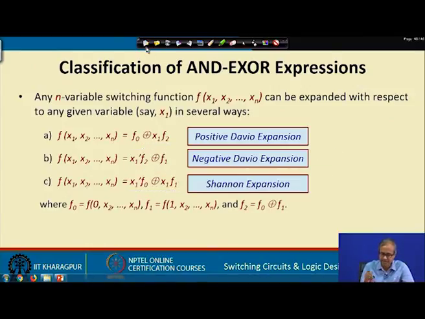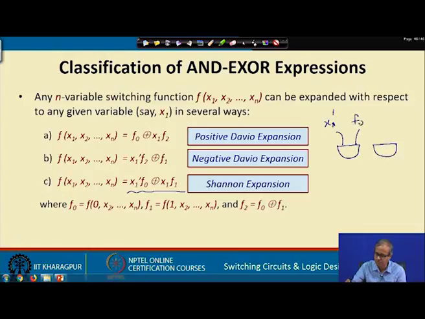You see one thing that if I expand it in this way, for example, let us say Shannon. So, what does this function mean? This function means I will be having 2 AND gates, one fed with x1 bar and f0, the other AND gate fed with x1 and f1, and it is XOR of the 2. So, there is an XOR gate. So, you feed these to this and you get the function f. This is an AND-EXOR kind of realization, right.